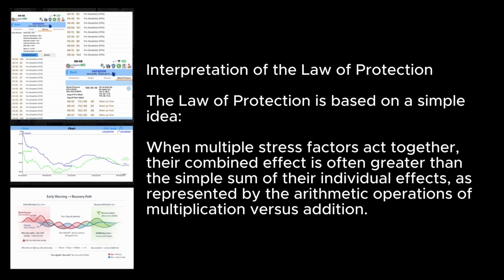Interpretation of the Law of Protection. The Law of Protection is based on a simple idea: when multiple stress factors act together, their combined effect is often greater than the simple sum of their individual effects, as represented by the arithmetic operations of multiplication versus addition.